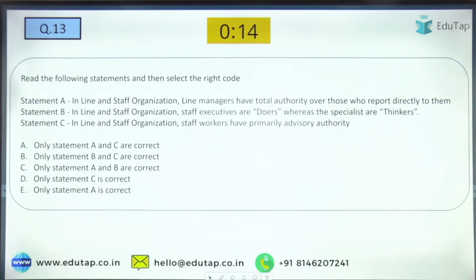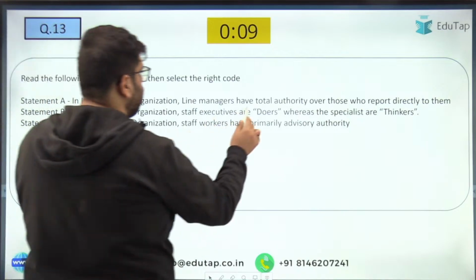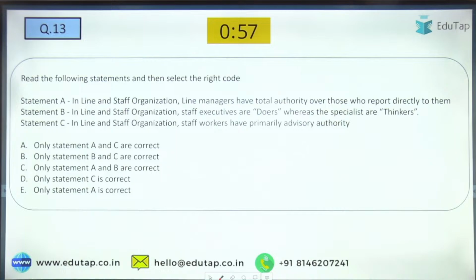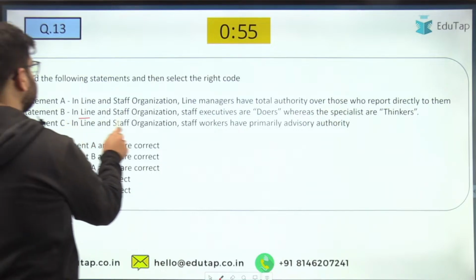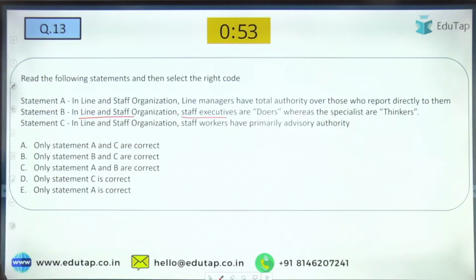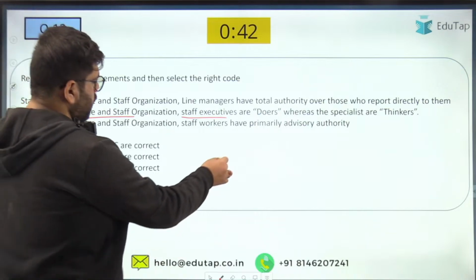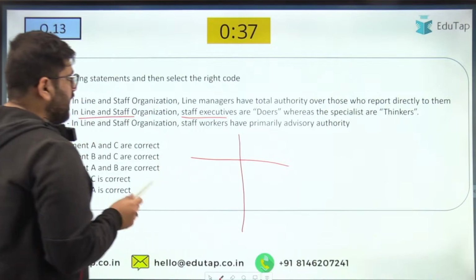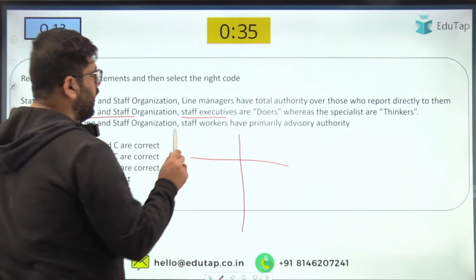In the following statements, select the right code. In line and staff, line managers have total authority over those who report to them directly. In line and staff, staff executives are the doers. In line and staff, staff workers have primarily advisory authority. So what will be your correct answer? In line and staff, line people are vertical and staff people are horizontal. So line managers have the total authority over those who directly report to them.